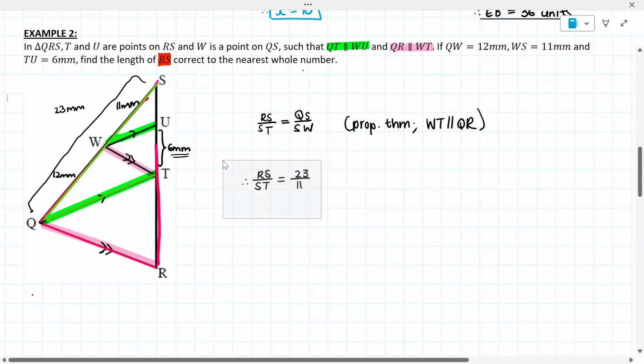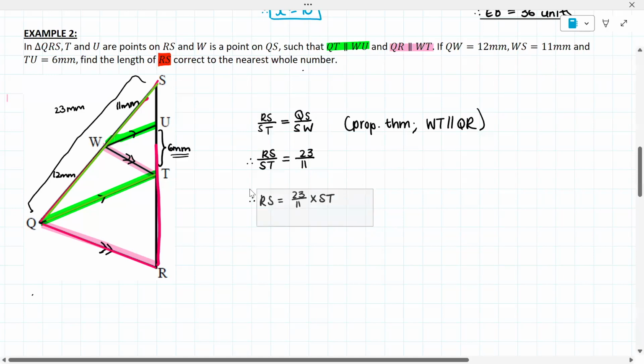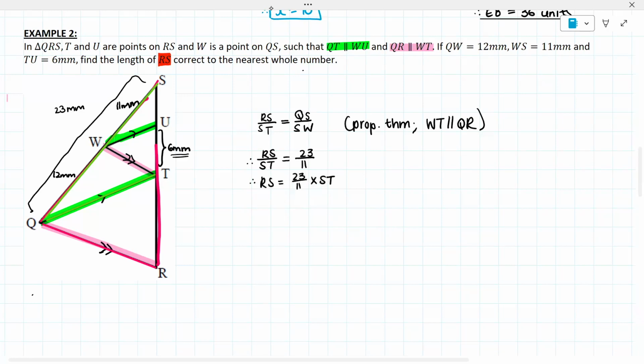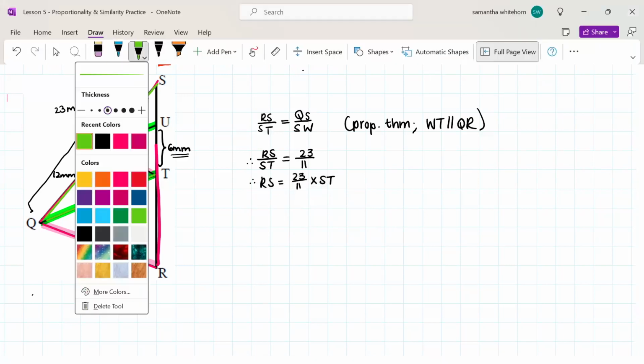Now remember, our goal is to find RS, and as I said earlier, if you want to isolate RS for yourself, that's fine. RS would be equal to 23 over 11 times ST, because you would times the denominator away. And now you know exactly what you need to get. What we can see is that based on what we have calculated, I need to find the value of ST.